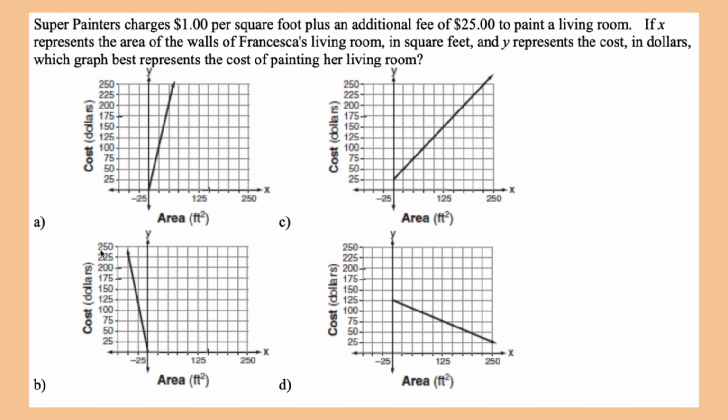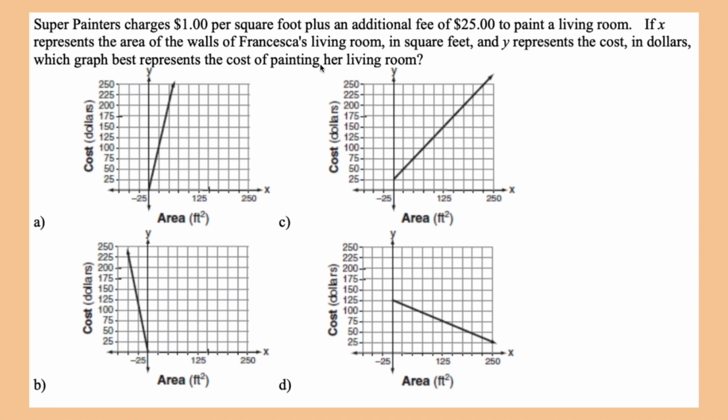So we can already cancel out B and D because these are going down. So we know that these are negative slopes. So we have A and C. And now we're going to note that they said that there's an additional fee of $25.